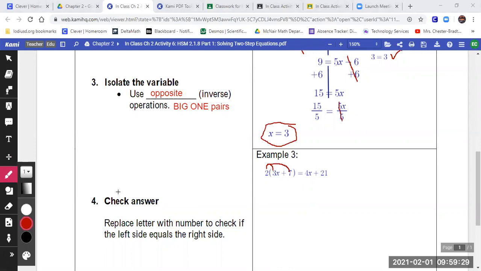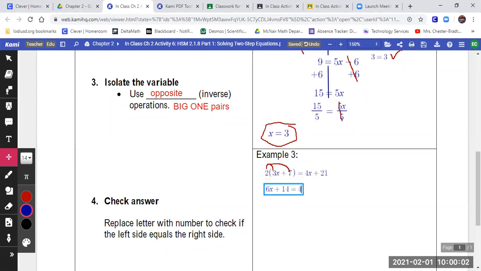Okay, so if I do that, 2 times the 3x, what ends up happening? If I do 2 times 3x, yeah, I get a 6x. And I do 2 times a 7, so I get a 6x plus 14, because it was a positive 7 and a positive 2. Has to equal a 4x plus 20. I have a typo on the first line. I apologize.